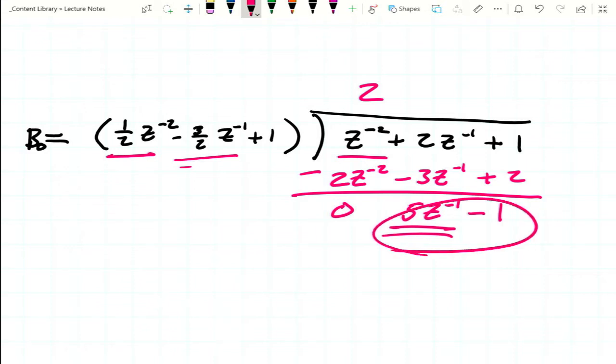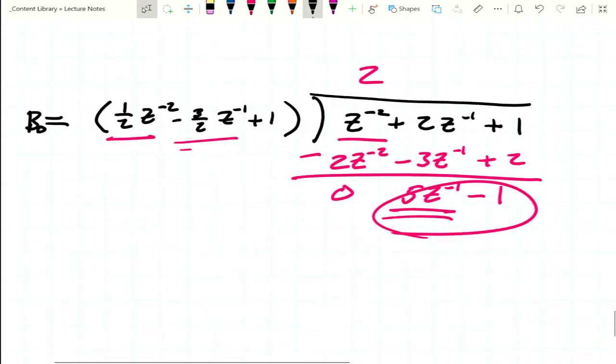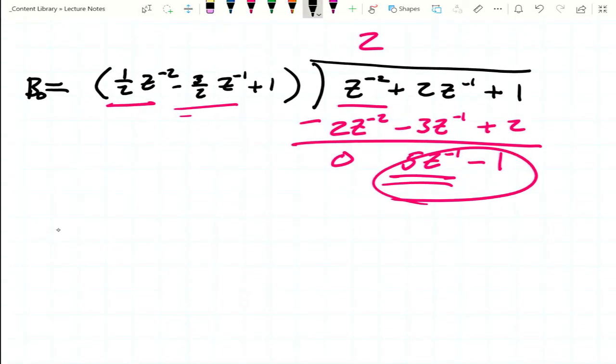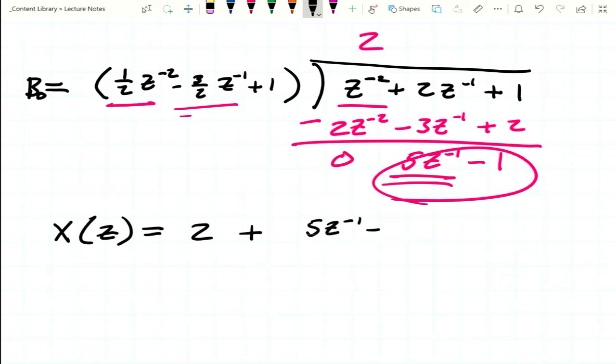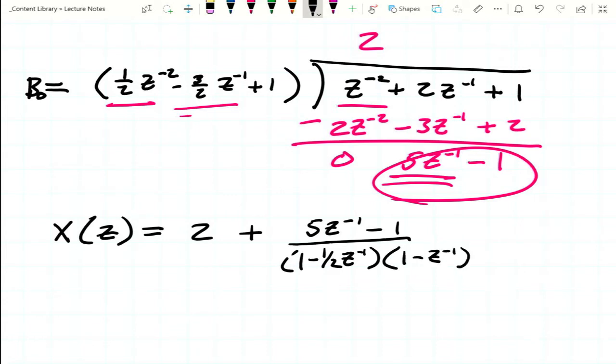So this is what's left over, which means that our new x of z is equal to 2 plus the remainder, 5z to the negative 1 minus 1, over all that stuff. 1 minus 1/2 is z to the negative 1. 1 minus z to the negative 1. Cool. So that's how you get rid of that b sub 0.